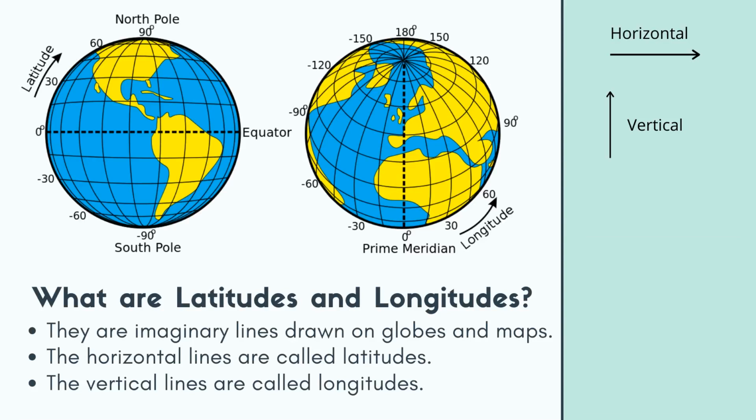So what are latitudes and longitudes? Latitudes and longitudes are imaginary lines. They are not actually present on the Earth's surface. These lines can be seen on maps or the globe. The horizontal lines are called latitudes, while the vertical lines are called longitudes.